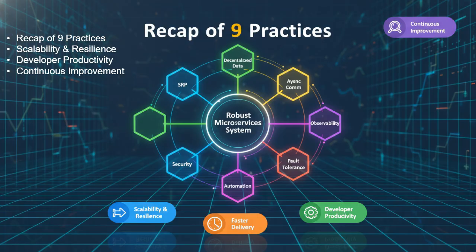We've journeyed through 9 essential best practices for developing robust microservices. From designing for single responsibility and decentralizing data, to embracing asynchronous communication, implementing an API gateway, prioritizing observability, automating everything, designing for fault tolerance, and embedding security by design, each tip plays a crucial role.